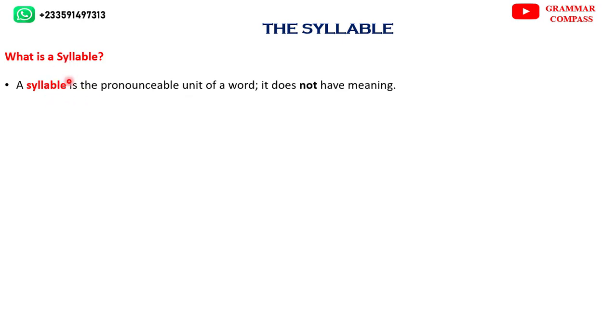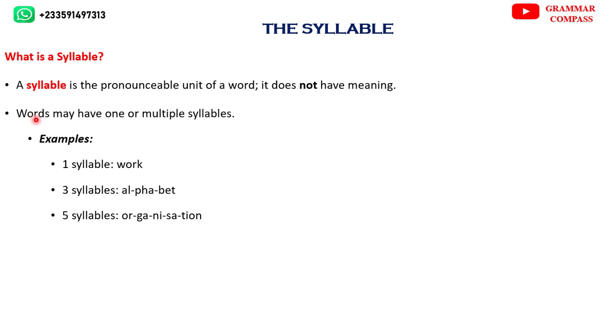There is something that you need to know about syllables. Every syllable has a vowel sound. Remember, we are doing phonology. I didn't say a vowel letter. Every syllable has a vowel sound. So it contains at least one vowel sound.